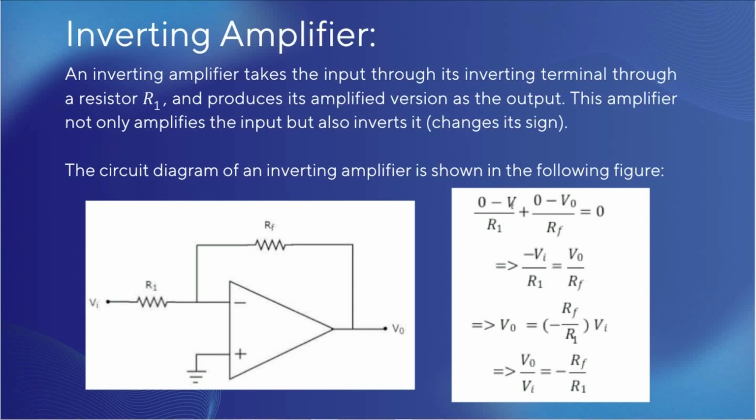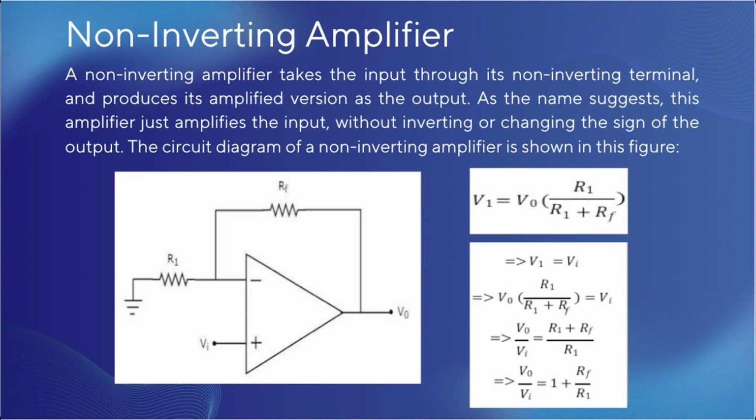So the ratio of the output voltage, that is V0, and the input voltage Vi is the voltage gain of the amplifier. Therefore, the gain of the inverting amplifier is equal to minus Rf by R1. So go through these equations, where Rf is the feedback resistor and R1 is the input resistor. The gain of the inverting amplifier is negative. That means there exists a 180-degree phase difference between the input and the output.